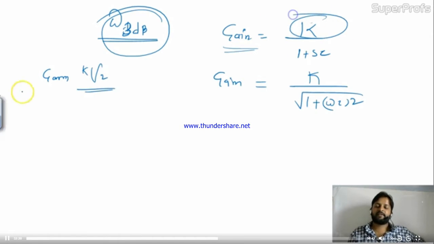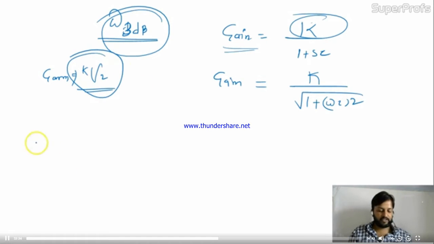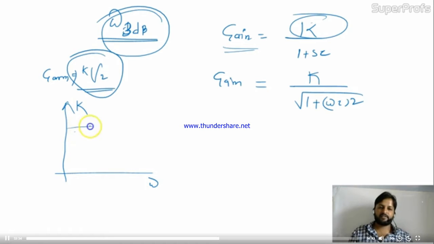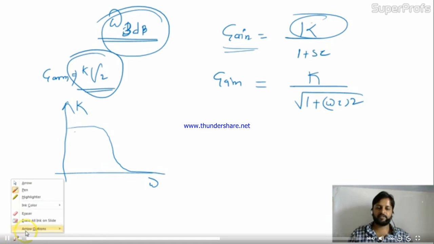Initially the K is max, so the gain will become K by root 2. Is it okay? I'll show you like this. If this is the graph we have drawn between K, the magnitude, and omega, the graph is like this. This is the low pass filter, so definitely the graph will be like this.